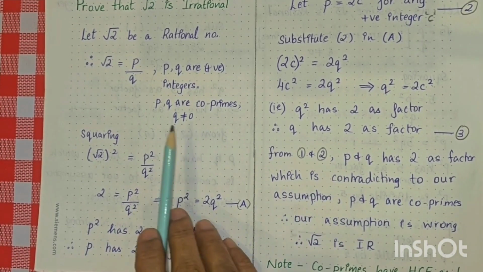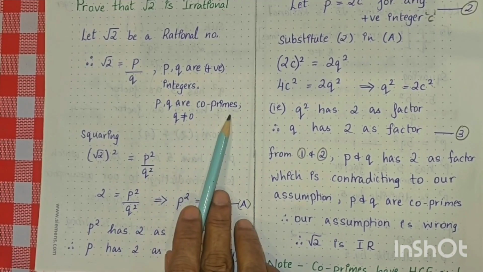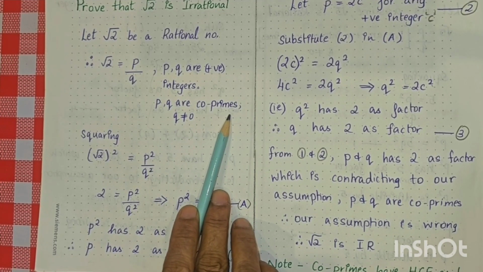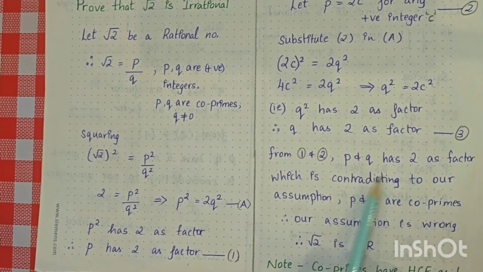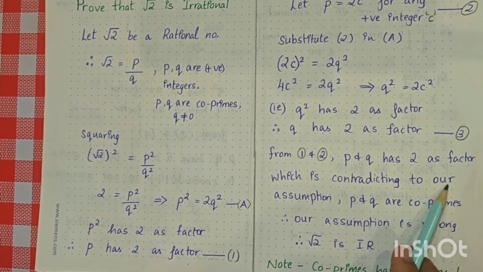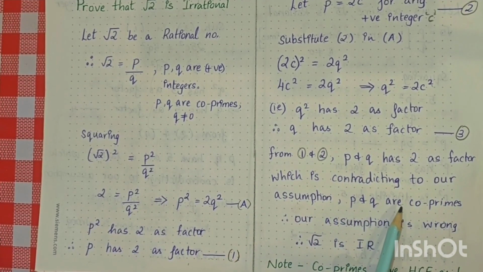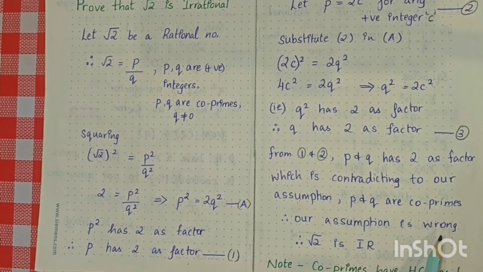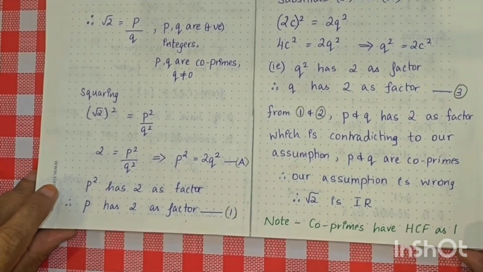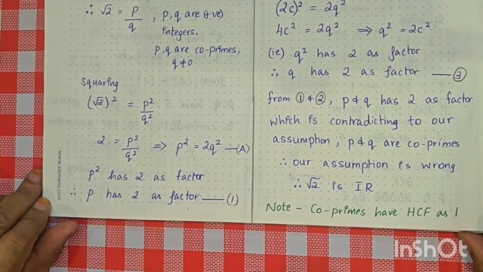But we have assumed that p and q are co-primes. So that means they should have only 1 as a factor, whereas here p and q have 2 as a factor, which is contradicting our assumption that p and q are co-primes. So therefore our assumption is wrong. Therefore root 2 is irrational.